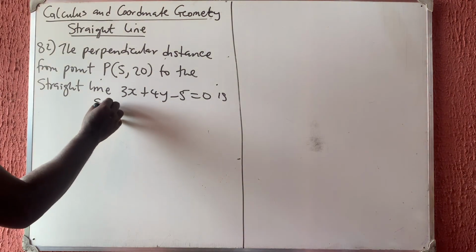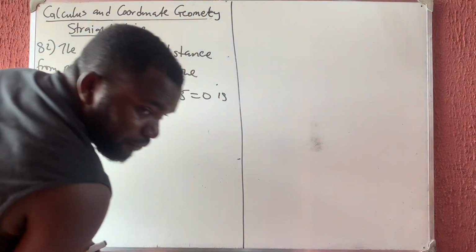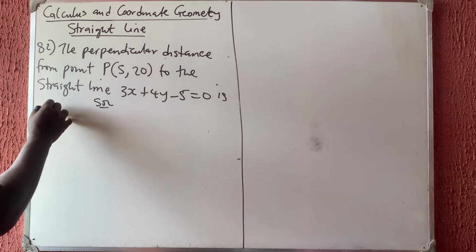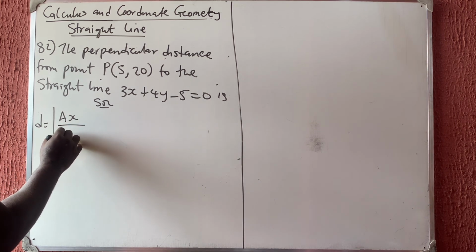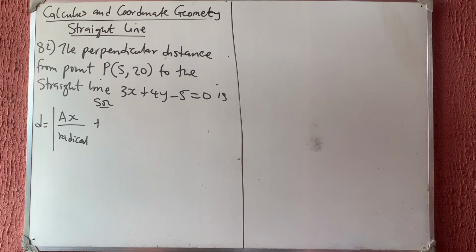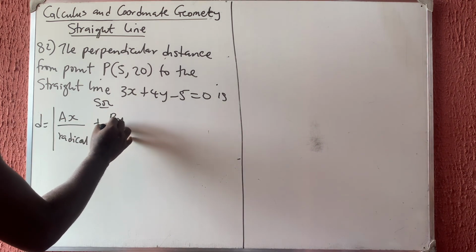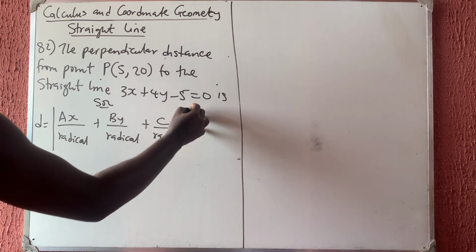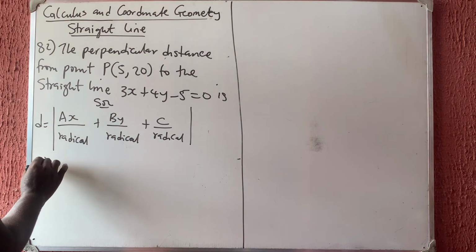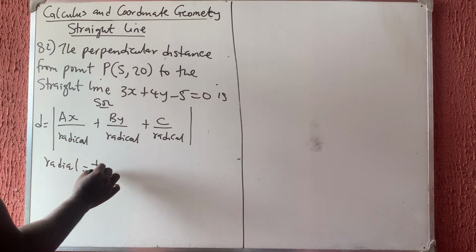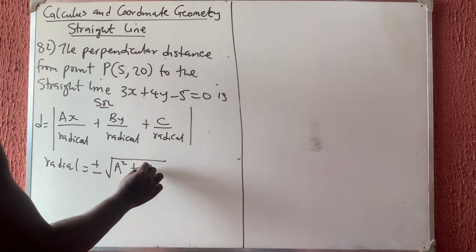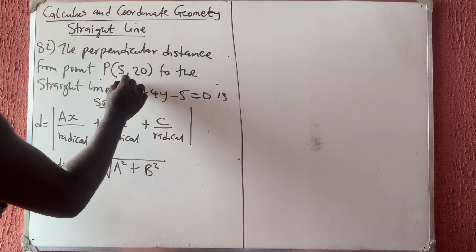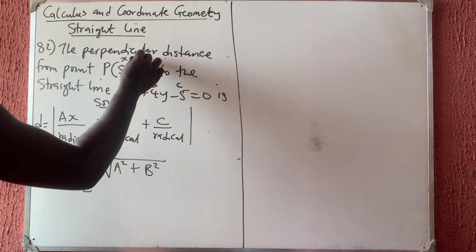So look at this solution. Now, the formula for distance between the point and the line is given by distance is equal to the absolute value of ax over radical plus by over radical plus c over radical, absolute value. So now, first of all, what is radical? Radical is equal to plus or minus the square root of a squared plus b squared. So from here, this is my a, b, and c, while this is x and y.